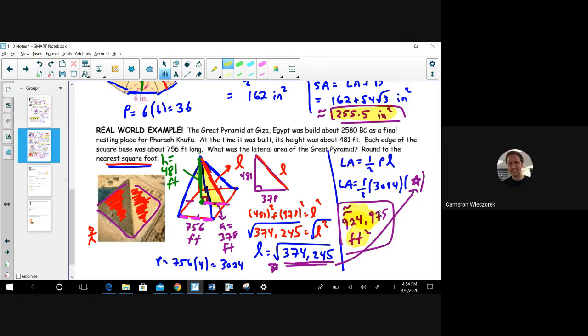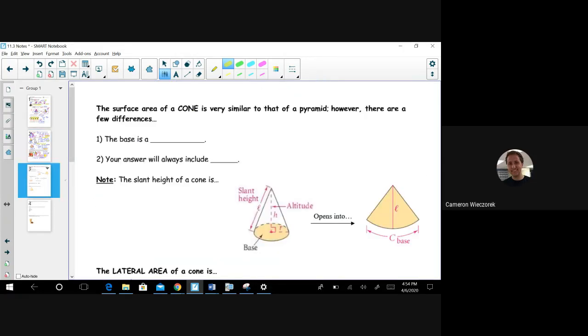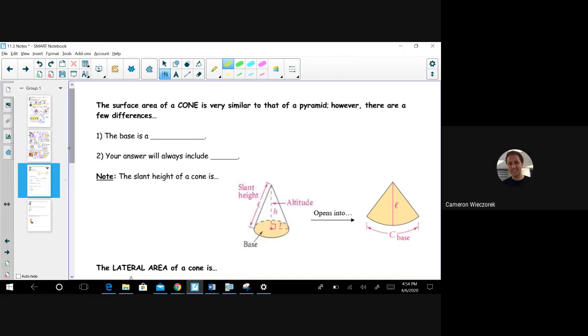Okay. So that'll kind of wrap up our discussion on pyramids. Once we start talking about volume and the inside of 3D shapes, we'll come back to pyramids, but that'll take care of surface area for now. I want to finish up today talking about cones, which are very similar to pyramids, just like cylinders were similar to prisms. Okay.